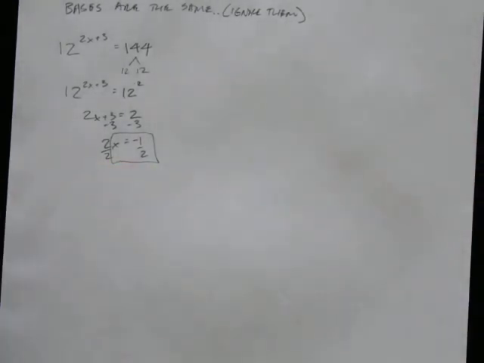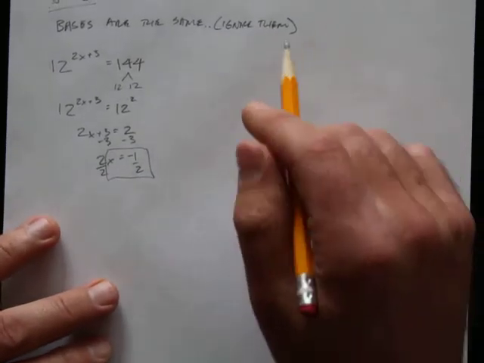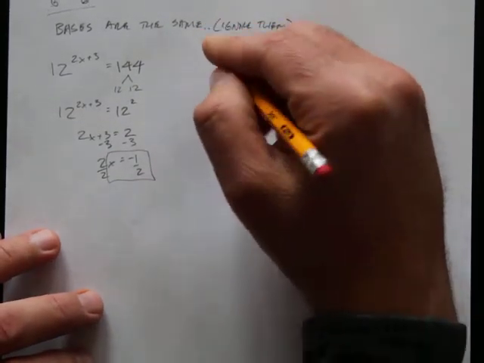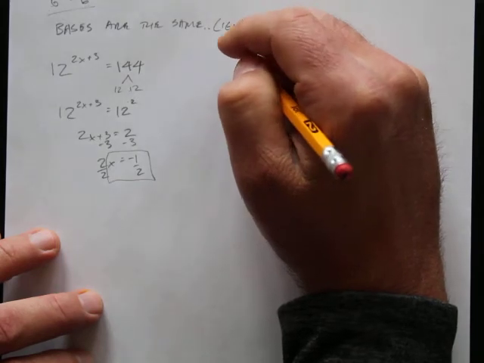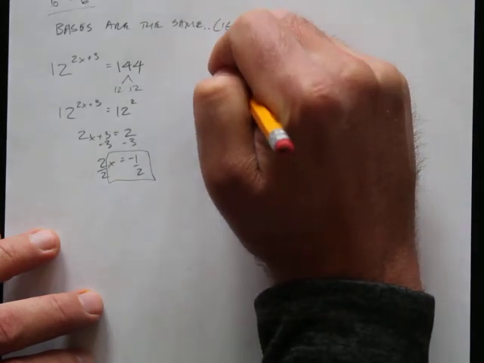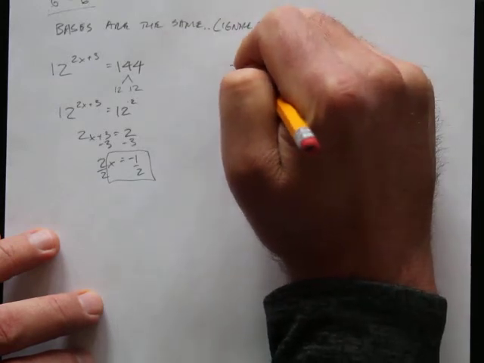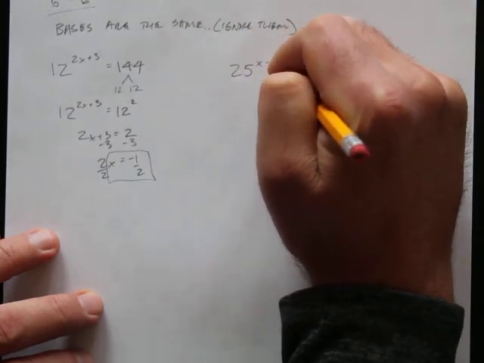Let's do at least one more. We're going to do actually several more, I think. Yeah, we'll do a few more. Let's do one more kind of together, and then I'm going to have you do some u-tries. Let's do this one together. 25 to the x minus 1 equals 5.